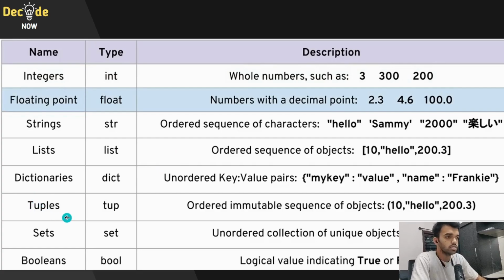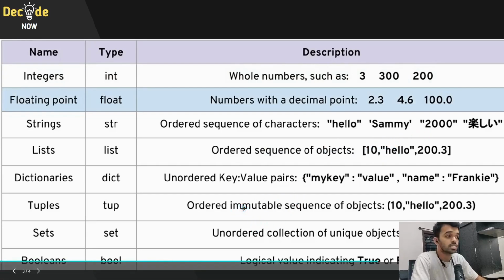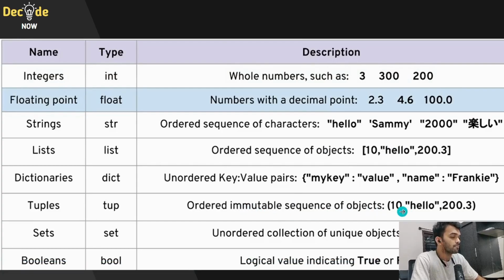So coming to tuples, its keyword is tup. It's an ordered immutable sequence of objects. It is ordered like a list, and it is also in sequence, but the main difference between tuples and lists is that it is immutable. In lists, we can modify or alter the objects present within the list, whereas in tuples it's not possible. It's immutable.